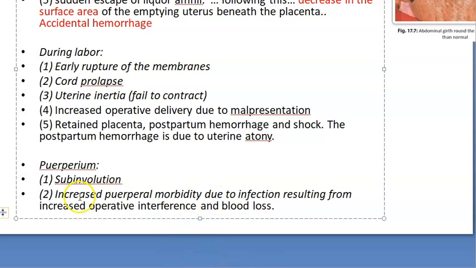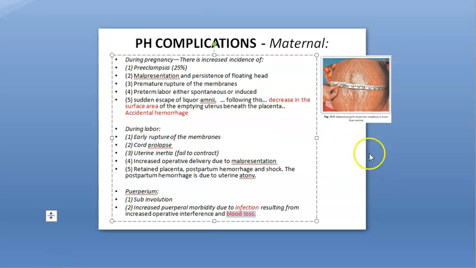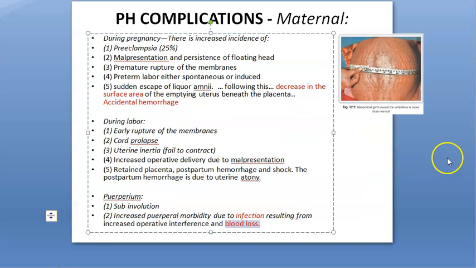So there can be subinvolution. That means the uterus has to come back to its position, but it is not. So there is subinvolution. There is morbidity because of infection. The mother is going to get infection because you had to put forceps or vacuum. So because there was operative interference, and she also had postpartum hemorrhage, she can have infection. So these are all the problems which happen for the mother.